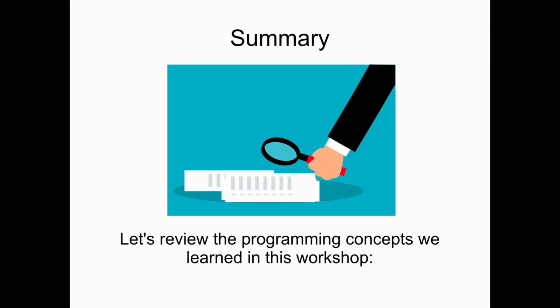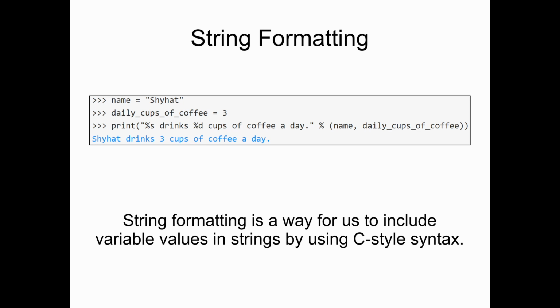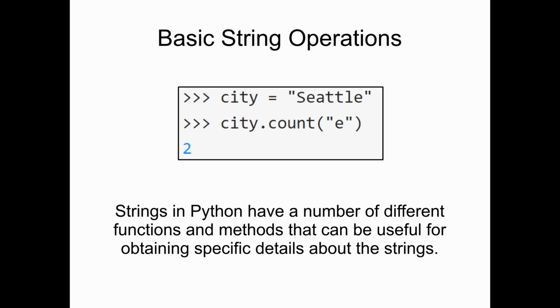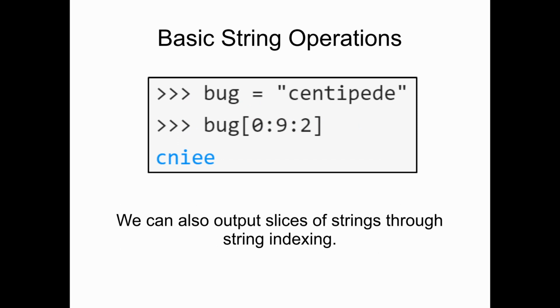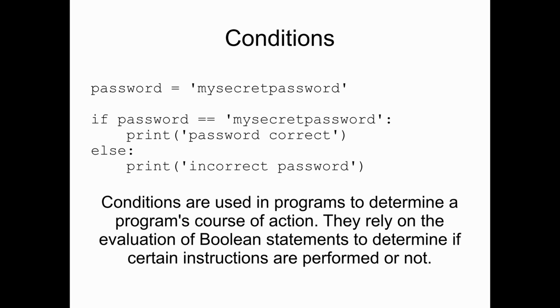Let's review the programming concepts we learned in this workshop. String formatting is a way for us to include variable values in strings by using C-style syntax. Strings in Python have a number of different functions and methods that can be useful for obtaining specific details about the strings. We can also output slices of strings through string indexing. Conditions are used in programs to determine a program's course of action. They rely on the evaluation of Boolean statements to determine if certain instructions are performed or not.